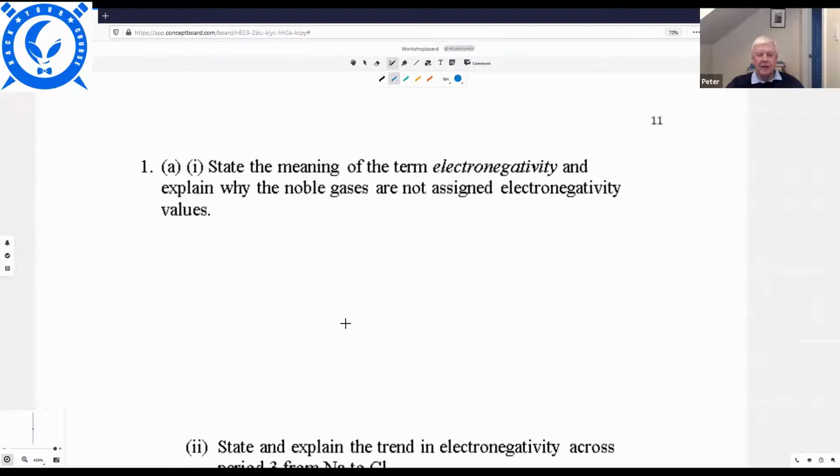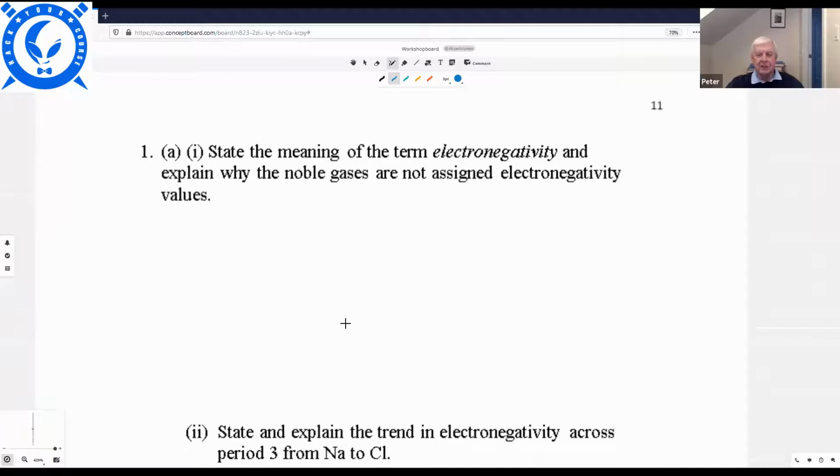This I put on because people tend to get electronegativity confused with electron affinity. Electronegativity, as defined by Linus Pauling, is the power of an atom in a molecule to attract electrons to itself. Right? It has to be in a molecule.